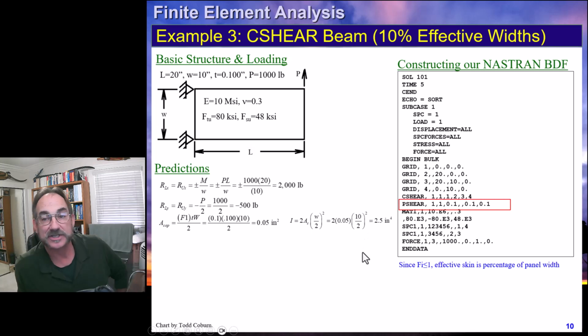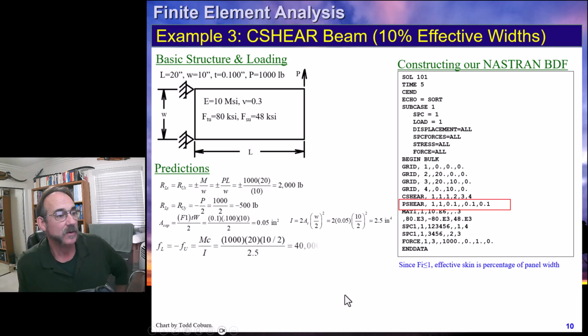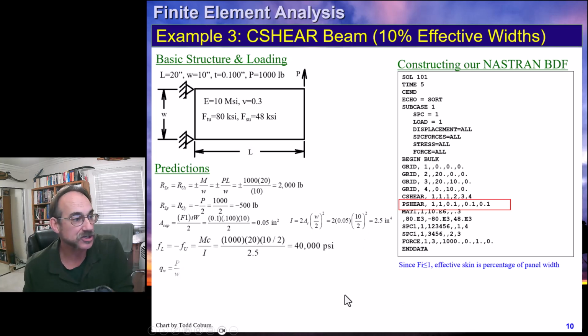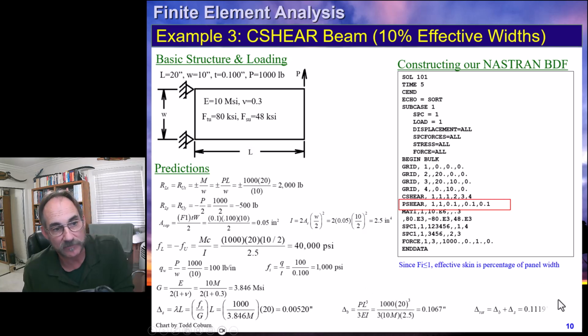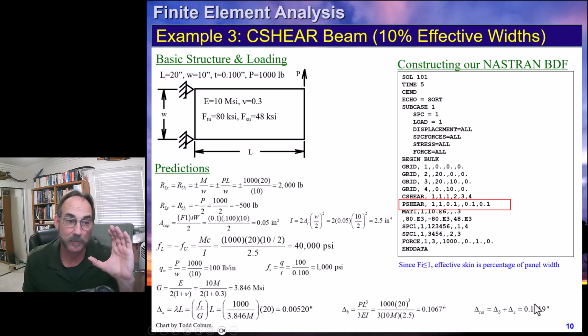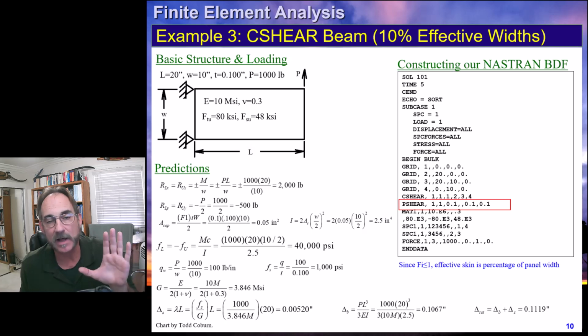That means we have a much smaller moment of inertia, which changes our stress. It doesn't change our shear stresses, but it changes our axial stress, and it also changes our bending deflection, for a total deflection of 0.1119 now. We're getting more and more deflection because we're modeling less and less area. So these are actually quite different models.